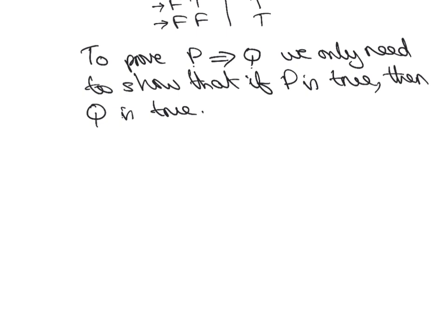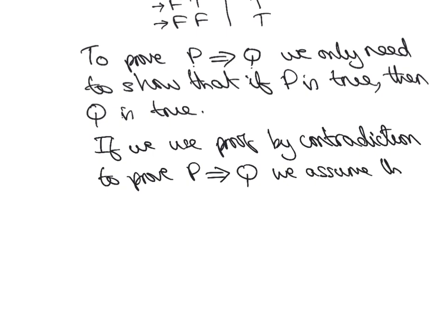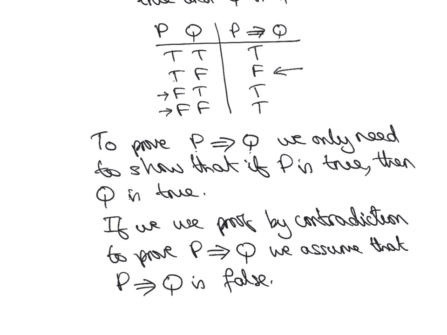Now, if we're using proof by contradiction to prove P implies Q, then we have to work under the assumption that P implies Q is false. So that will be our starting point. So we assume that P implies Q is false. And of course, looking at the truth table again, that only happens if P is true and Q is false.